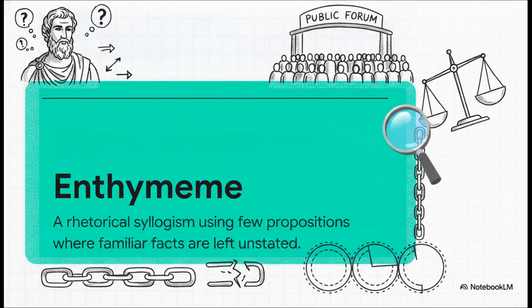So an enthymeme is built on probabilities and signs, rather than strict scientific truths, and it's specifically designed for an audience of untrained thinkers to follow easily. To pull this off, it uses fewer propositions than a normal logical syllogism, intentionally leaving familiar facts completely unstated.